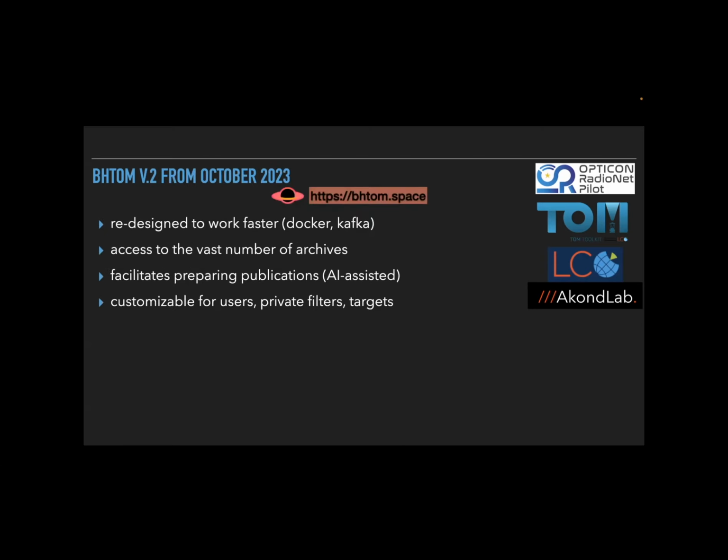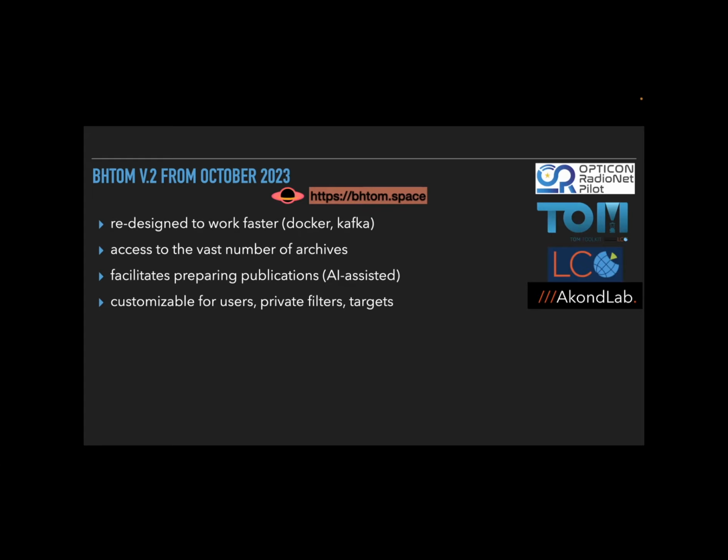We recently updated our system. It was redesigned to work faster, and it's now Dockerized, and it's using Kafka a lot. It also has access to a vast number of archives. There is a lot of archival time domain data, which has been gathered by surveys like ZTF, of course, but there are also older surveys like Catalina, Linear, Atlas, Assassin, Gaia itself as well. A lot of data which is now publicly available and is sitting there, and it actually is ready for science.